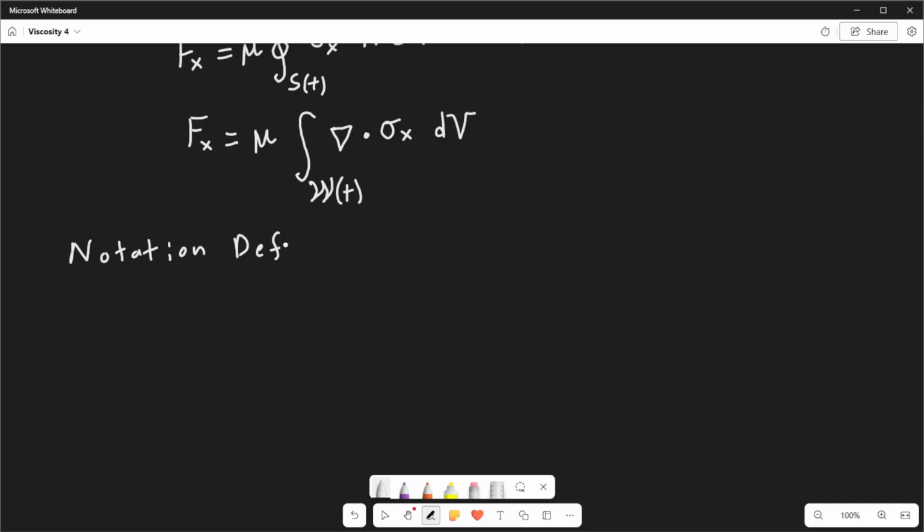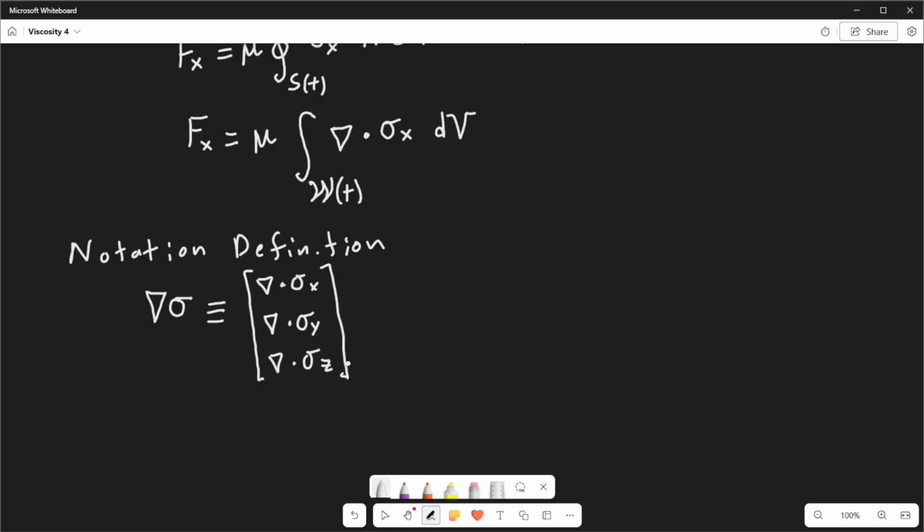Definitions. In order to make this easier to write, there's this gradient of a tensor that is basically just defined like this. And it's basically the divergence of each component: divergence dot sigma x, divergence dot sigma y, and divergence dot sigma z. So all that is notation.